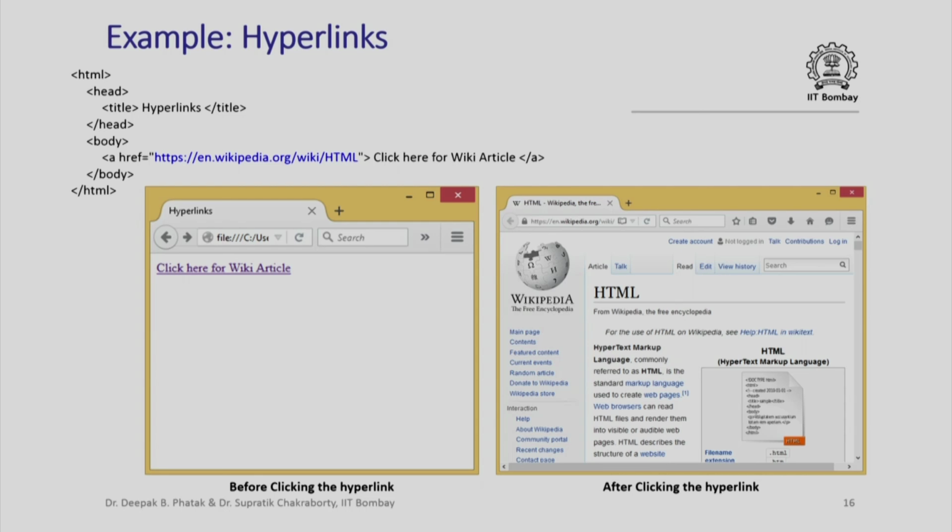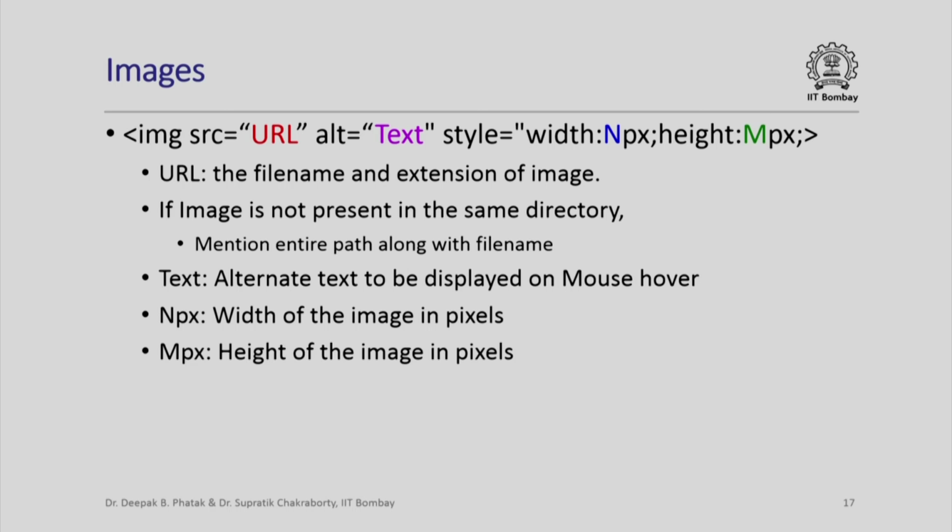Having seen hyperlinks, we notice that if a hyperlink points to an image which is stored somewhere else, it will automatically be loaded and displayed whenever you click on that hyperlink. However, if I want to display an image which is locally stored on my disk, there is a special feature available which provides an img tag. In this img tag, you can define the source location of that image. Notice the word URL actually means the file name and extension of that image. You can also prescribe an alternate text.